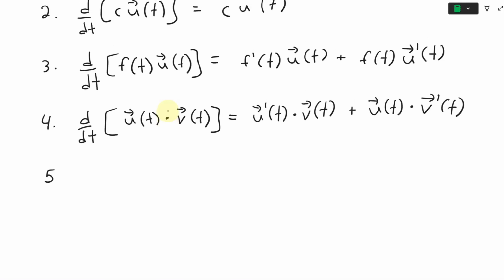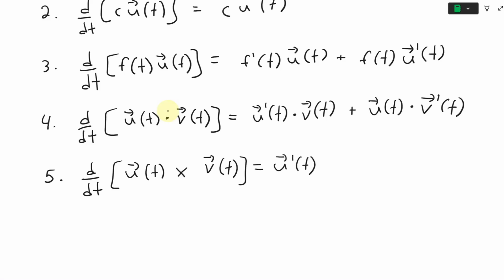Now the next one is part 5. This one uses the cross product. So d over dt of u of t cross v of t is the same pattern as the dot product one. This equals u prime of t cross v of t, plus, now we do the other side, u of t cross v prime of t, like that.